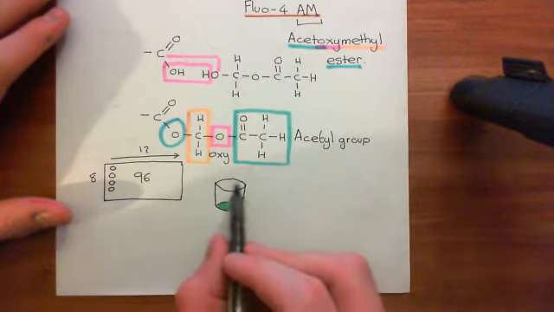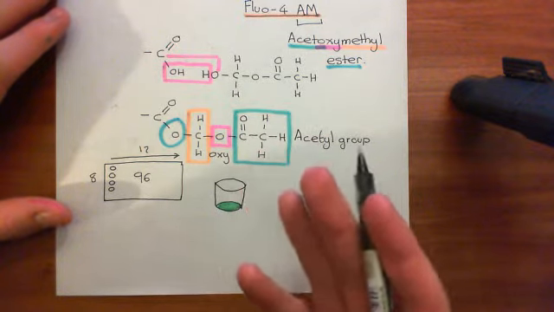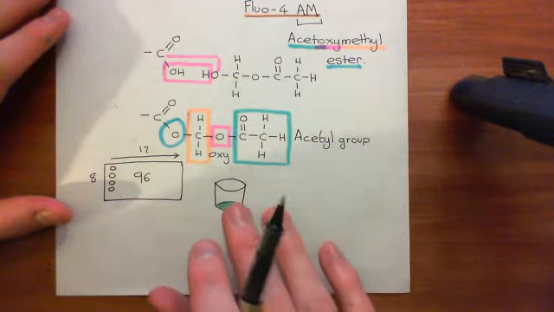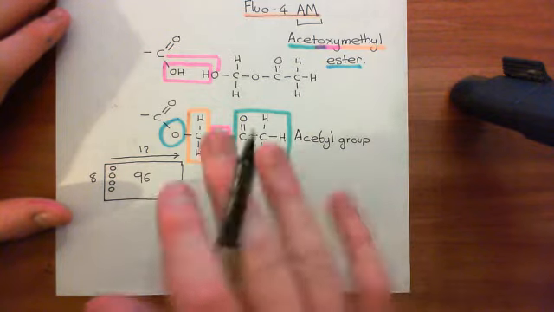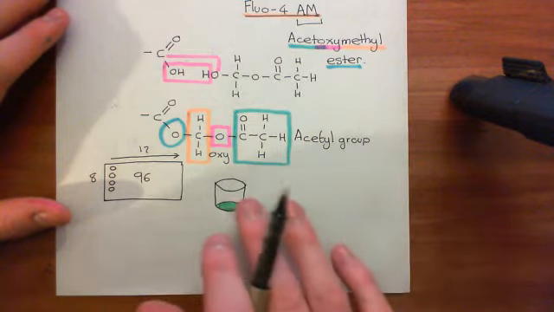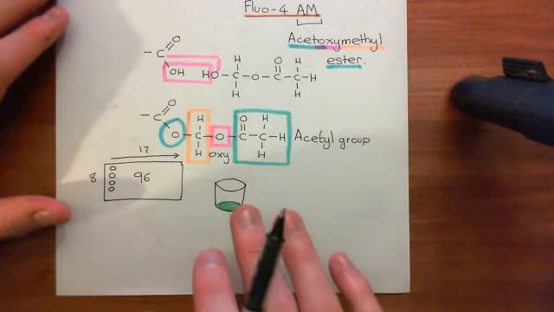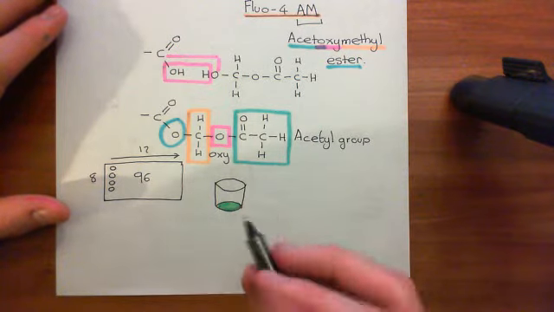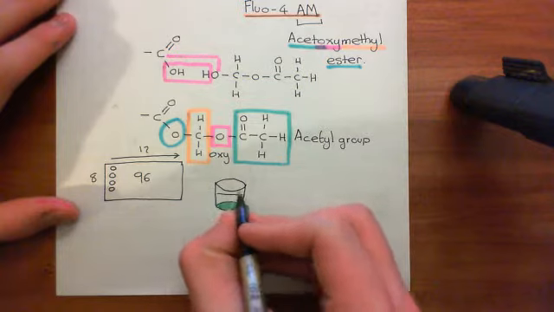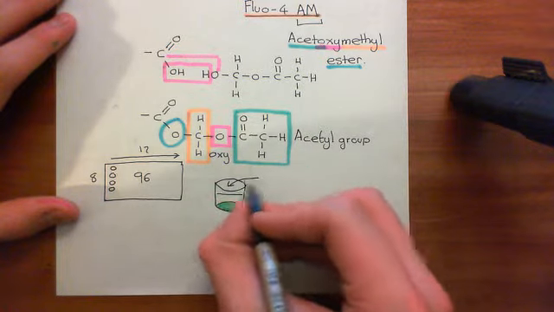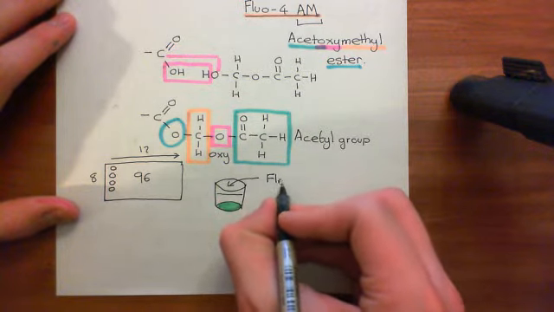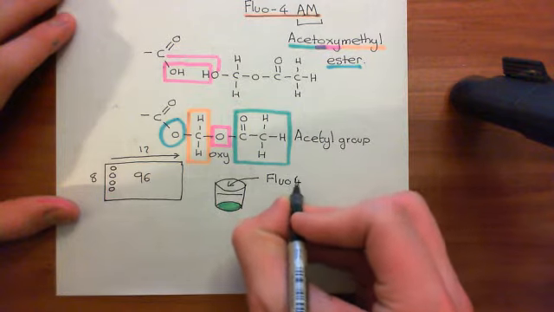Now the solution will need to contain loads of other things as well to keep the cells alive, but we won't go into the technicalities of what the exact constituents of the solution generally are. The point is that you've put on the top of these cells a solution containing the Fluo-4-AM molecules.